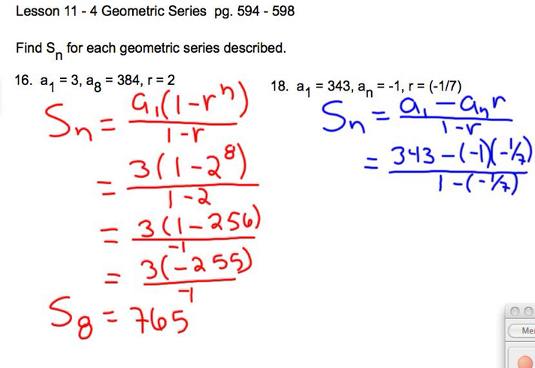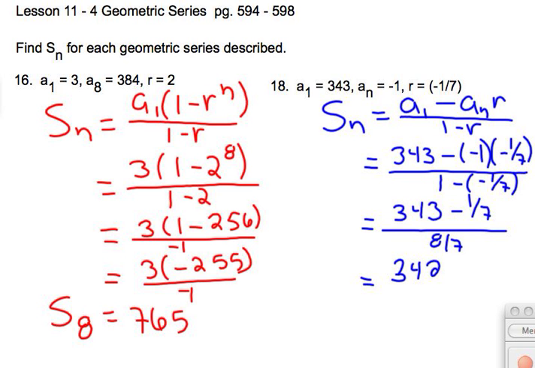Watch out for your negatives. Use parentheses. So when I start simplifying up, I get 343 minus 1/7. The denominator is 1 minus a negative 1/7, so it's 1 plus 1/7. Well, 1 is like 7 sevenths, plus the 1/7, my denominator is 8 sevenths. So when I simplify up, I have 342 and 6 sevenths being divided by 8 sevenths. Simplifying it up, my sum would be equal to 300.